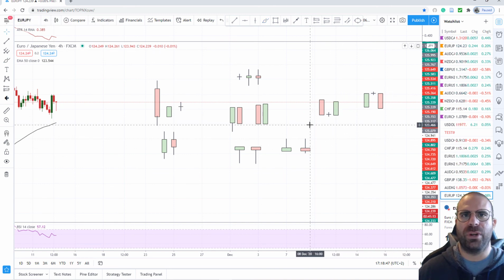One thing that I want you to remember is that these patterns have way more significance when they happen in previous areas of support and resistance. And this is how I would personally trade them, only and only if those candlestick formations happen on previous significant areas of support and resistance.